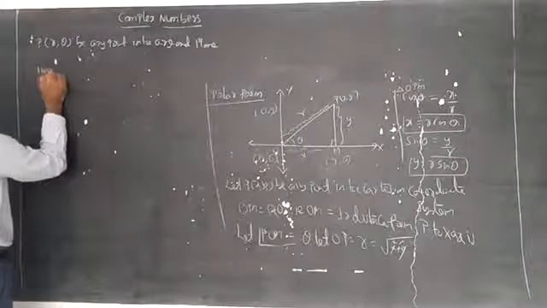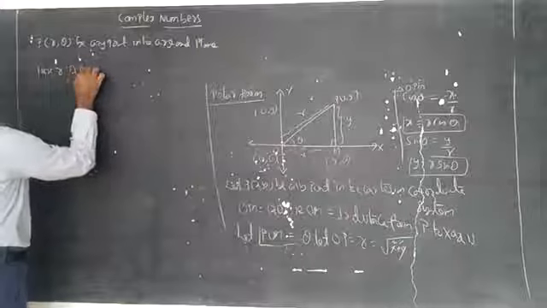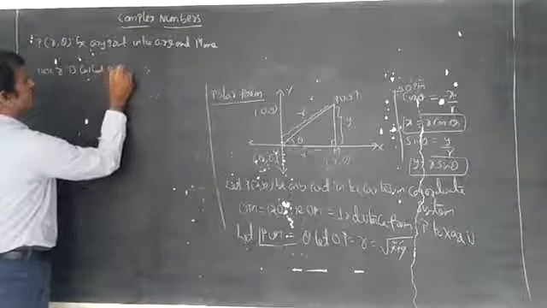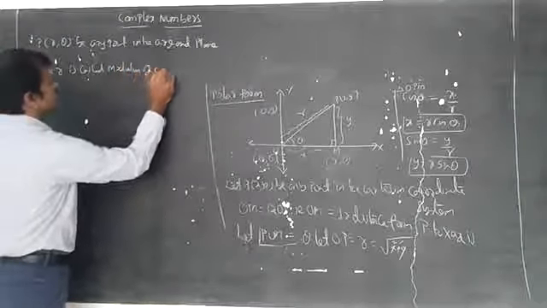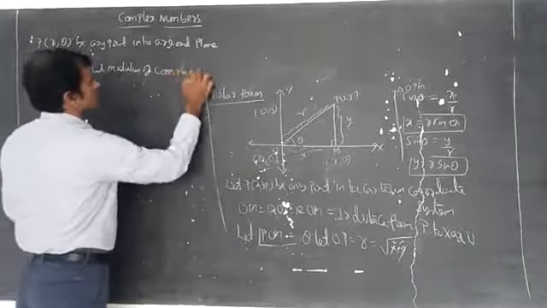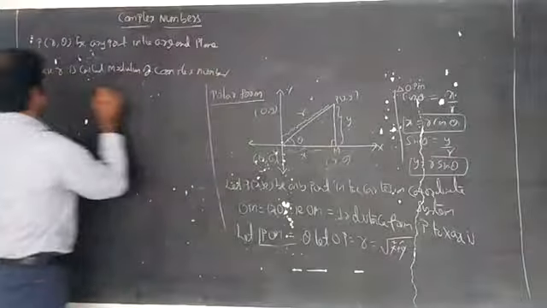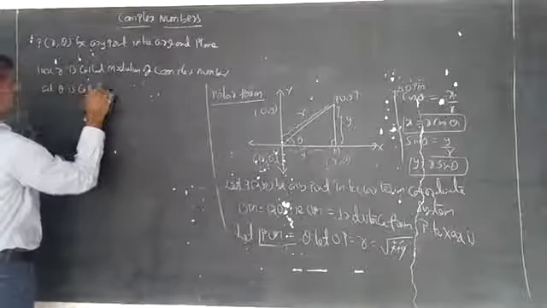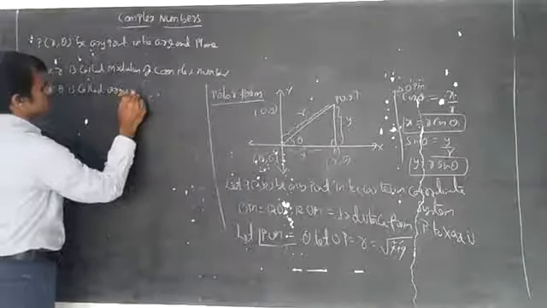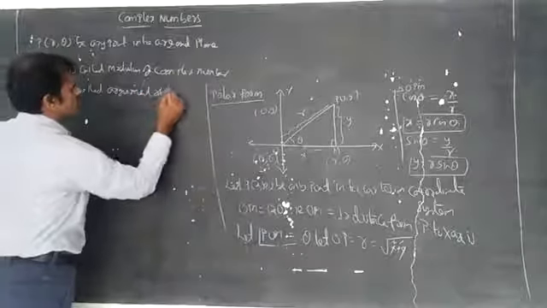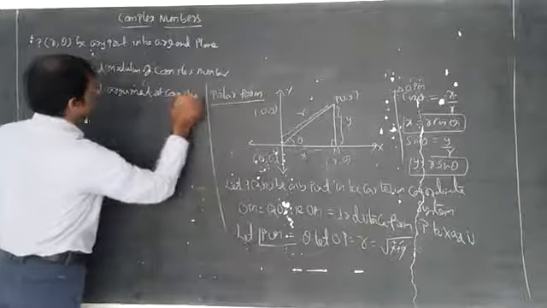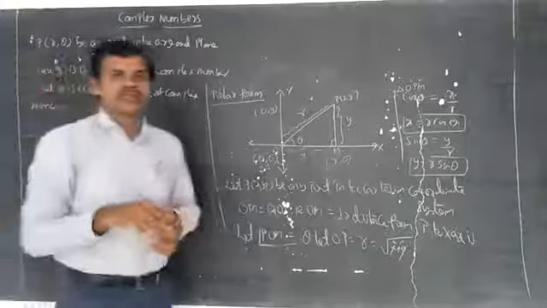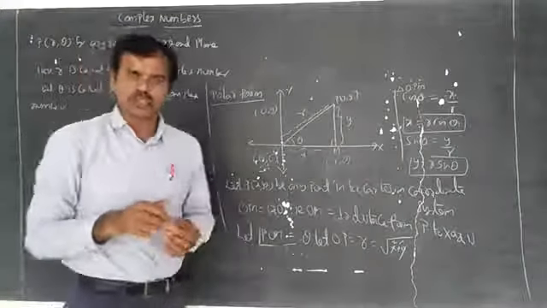Here R is called the modulus of the complex number, and theta is called the argument of the complex number. Argument of the complex number. So what is the argument? Argument is nothing but angle or amplitude.